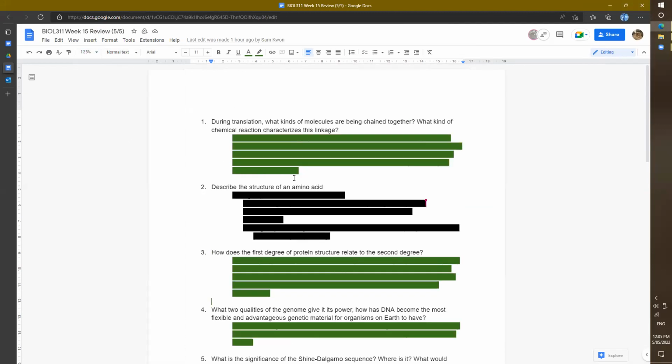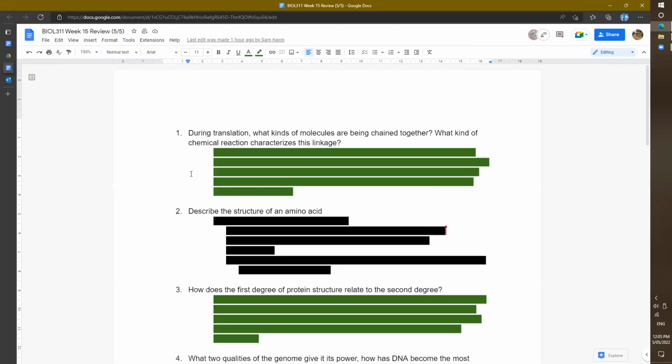Question number one. These are all pertaining to what we've done in the last week, for the most part only. During translation, what kinds of molecules are being chained together? And what kind of chemical reaction characterizes these chains? Yes, Usman, these are amino acids that were being chained together.